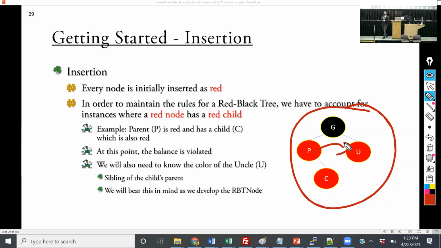Now, can anybody think, if we go back to our binary search tree node definition, what were the pointers that we had in that particular node? Does anybody remember?